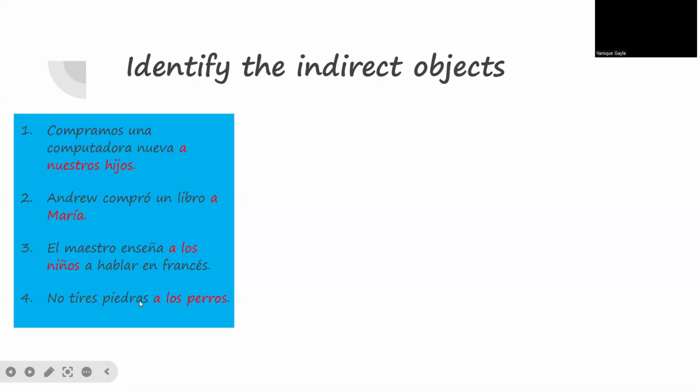No tires piedras a los perros. Don't throw stones at the dogs. So who is receiving the action? The dogs. So all of these in red would be the indirect objects.